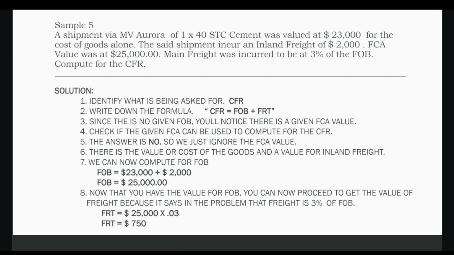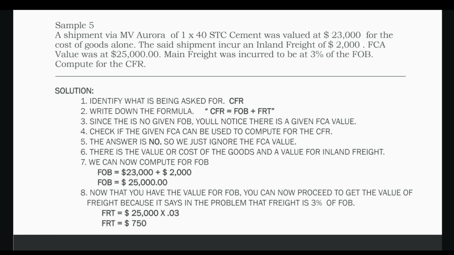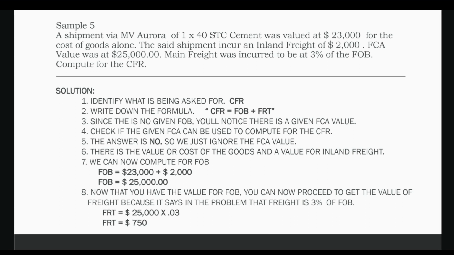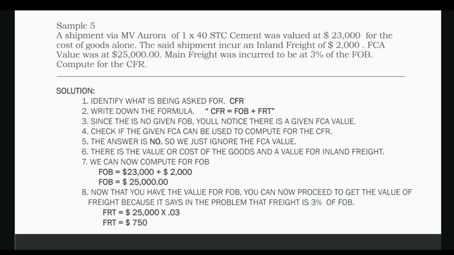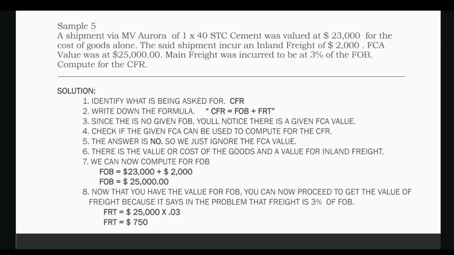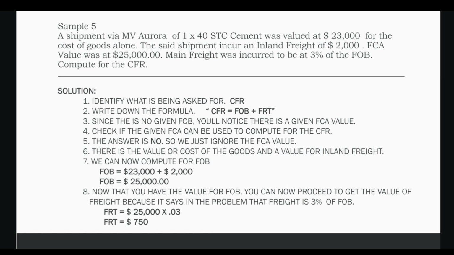When you look at the problem, you can notice that there is no given FOB, but there is a given FCA value. When there is a given FCA value, you need to know if the given FCA value can be used to compute for the CFR. In this case, we all know that the answer is no. We cannot use the FCA value to compute for the CFR because CFR Incoterms are C shipment, while FCA is only used for air shipment. So in this case, we really need to get the value of the FOB.